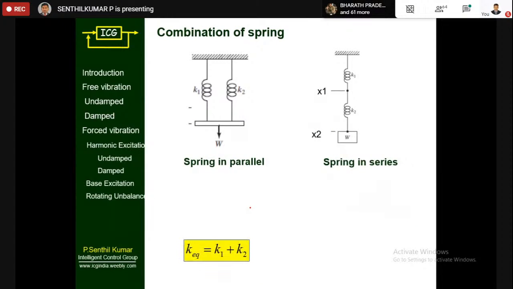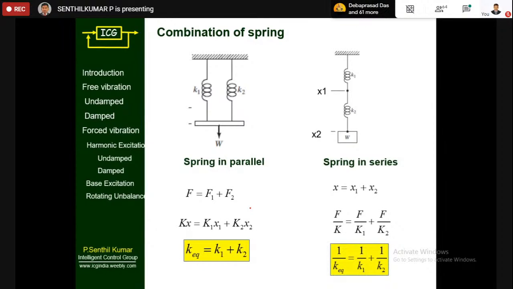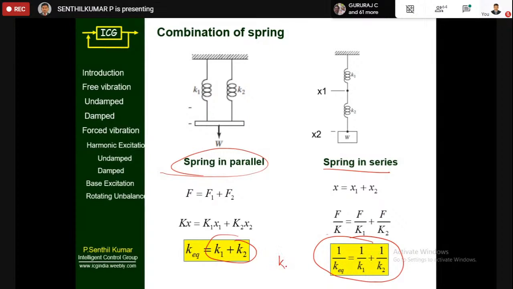Then spring. This is another important question. I hope your faculty member discussed this in the classroom. What is the difference between series spring and parallel spring? Parallel spring means you can add stiffness. Series spring means 1 by k equals 1 by k1 plus 1 by k2. From that, k equivalent equals k1 k2 over k1 plus k2. This is the formula for series spring.